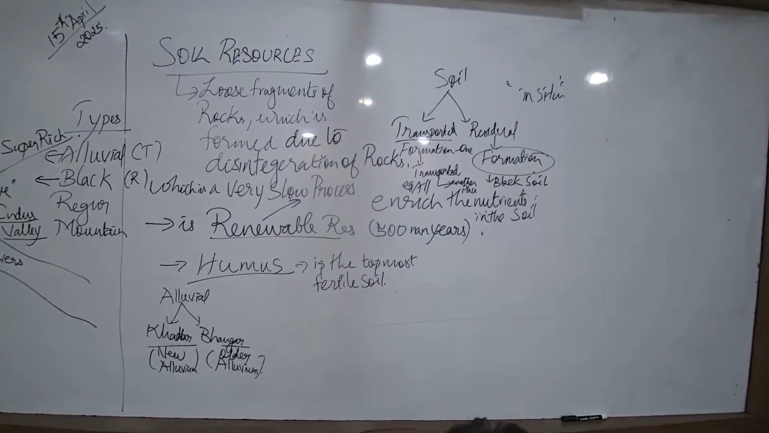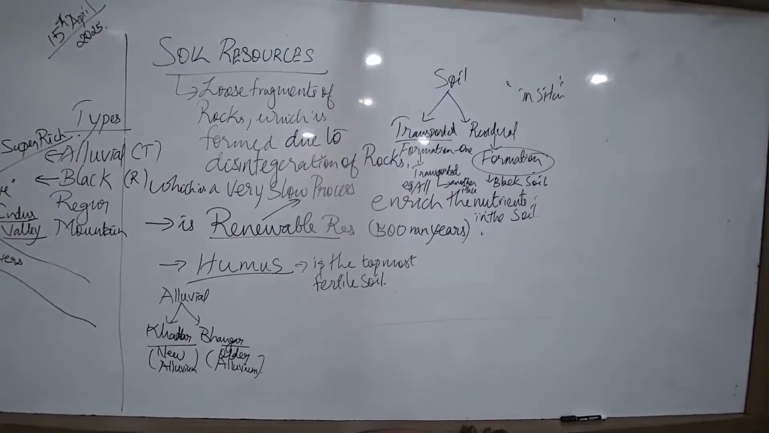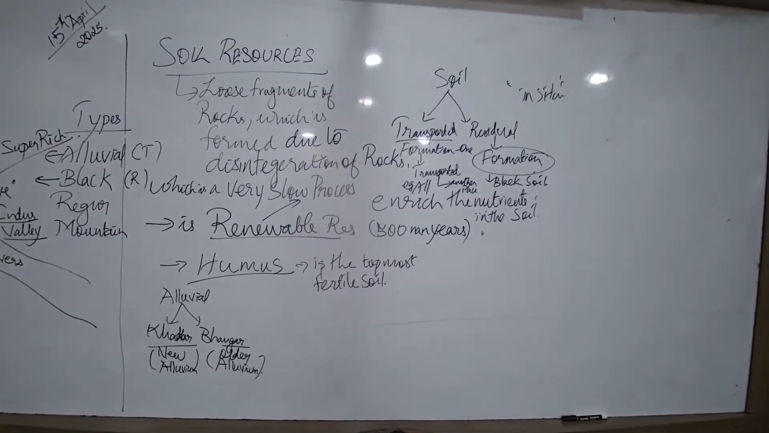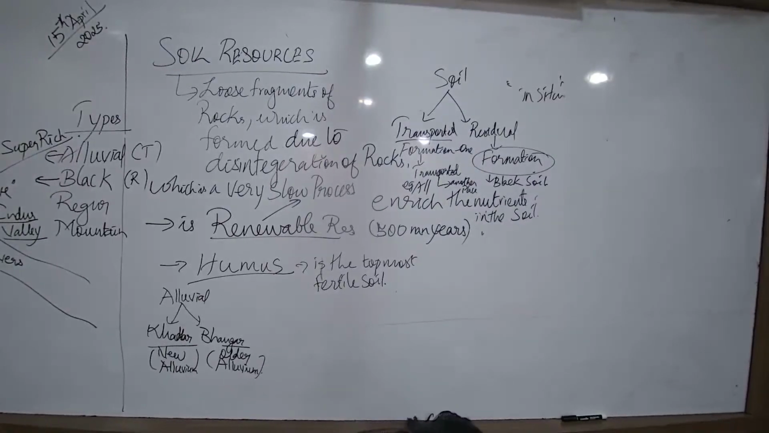Next point. You write regions. Where is it found? Regions found. Put a hyphen and dash. Northern plains. Deltas of. You know what a delta is? Of the Mahanadi, Godavari, Kaveri, and Krishna.